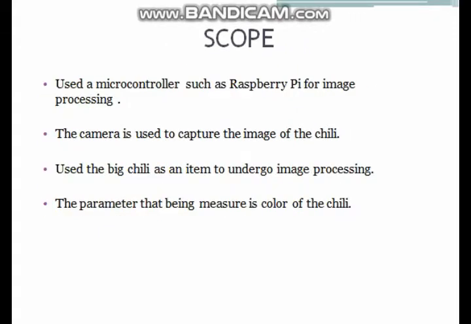Next, the scope. The microcontroller that is used is Raspberry Pi. The camera is used to capture the image of the chili. Then, the big chili is used for the experiment to undergo image processing. The parameter that we measure is color of the chili.